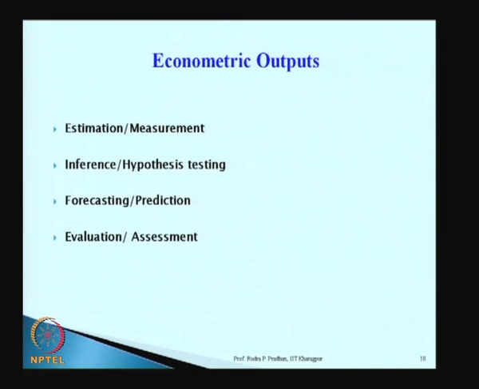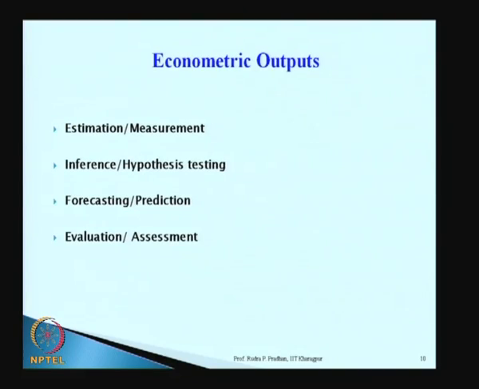So, now you see here in econometrics there are two groups of things. One is called the output side, another is called the input side. In the output side we need estimation, that is measurement, inference, hypothesis testing, then forecasting, prediction, then evaluation, assessment. These are the things we have to do on the output side. That means, these are our core objective agenda here. So, we need estimation, measurement, inference, hypothesis testing. That means, whatever objective specification is there, we have to test it properly, as per the hypothesis construction.